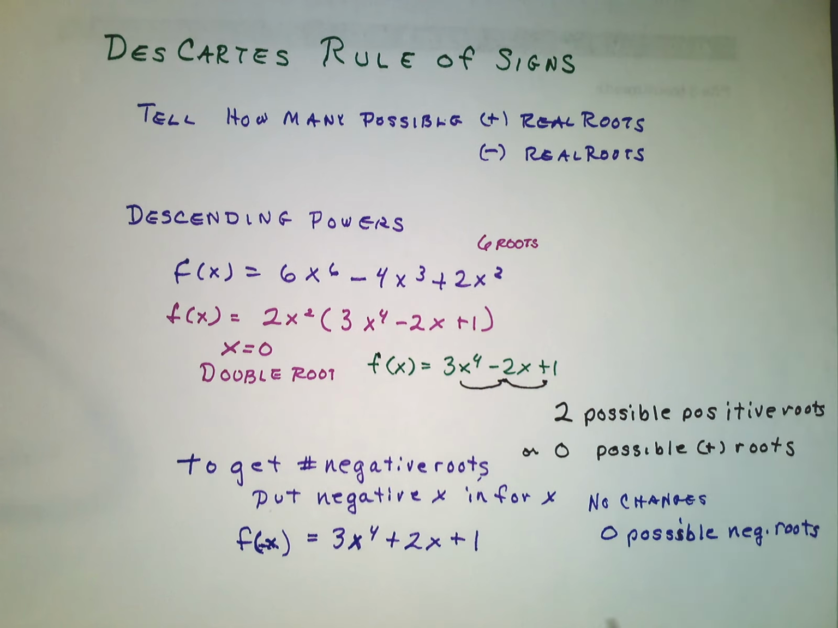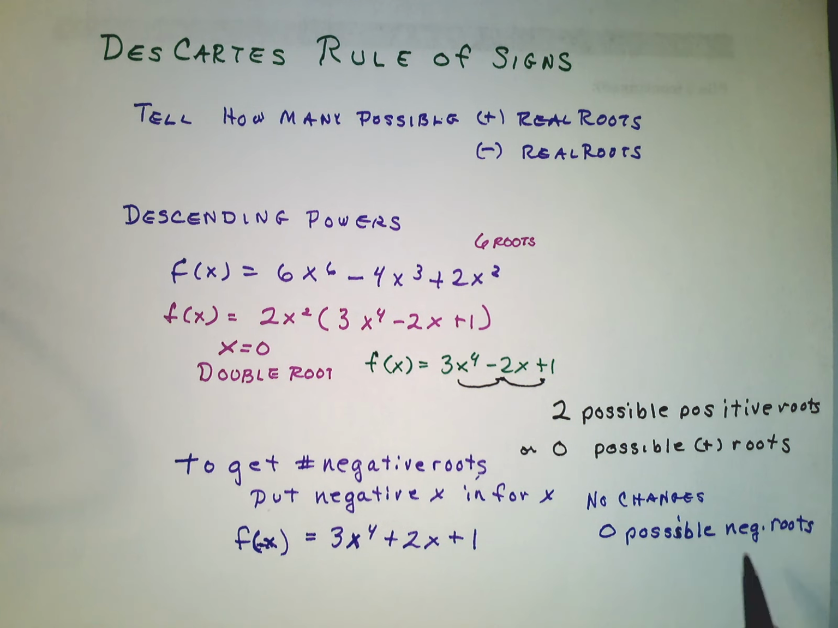So if you did a whole rational roots theorem on this, and got a list, plus and minus this, plus and minus that, forget the negatives. None of them can work. It is not possible for there to be negative roots to this.